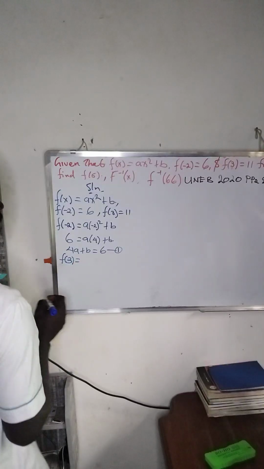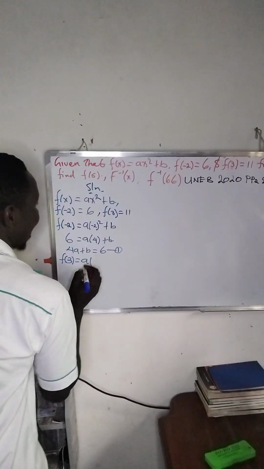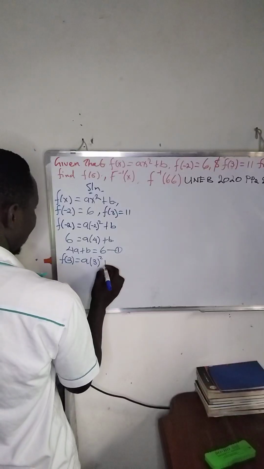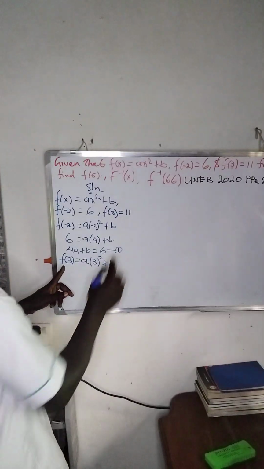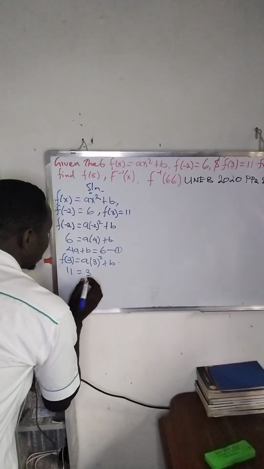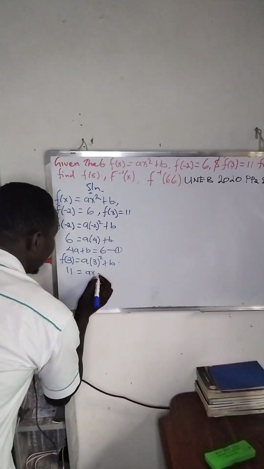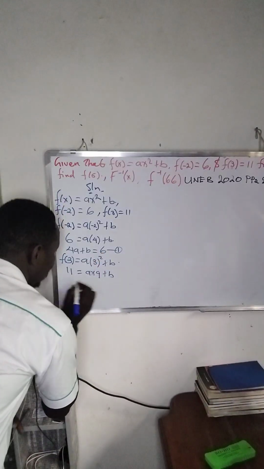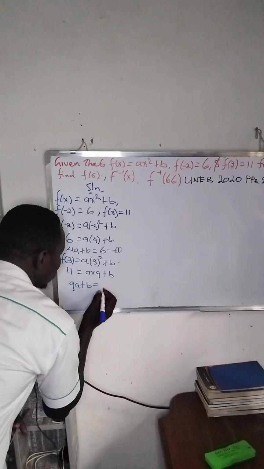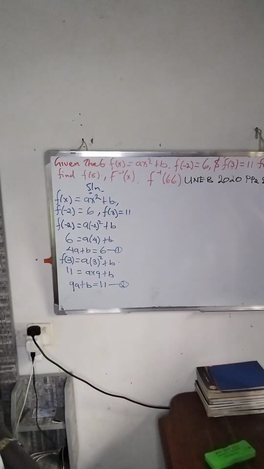But they are saying this one is equal to this one. Where there is x here, we are going to insert the value of 3, but squared, then plus b. But f of 3, they are saying it is 11. So 11 would be equal to a times 3 squared, which is 9a, plus b, which means 9a plus b is equal to 11. This is our second equation.